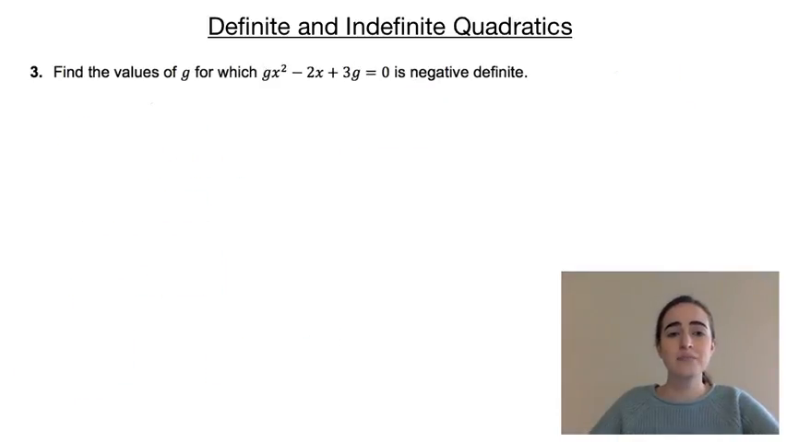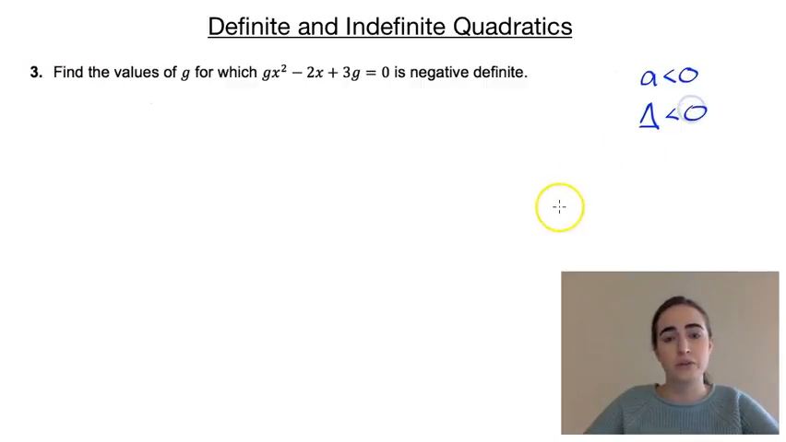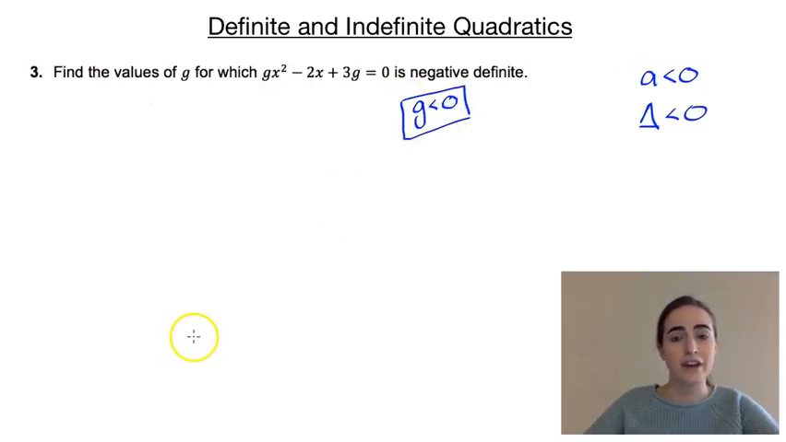In our last example, we're asked to find the values of g for which gx squared minus 2x plus 3g equals 0 is negative definite. So this time we're looking for that coefficient of x squared to be negative, so less than 0, and the discriminant to be less than 0 as well. So that means in this one we need g to be less than 0, and that's the condition that we're going to have to come back and double check at the end of our working out. So we need our discriminant then.